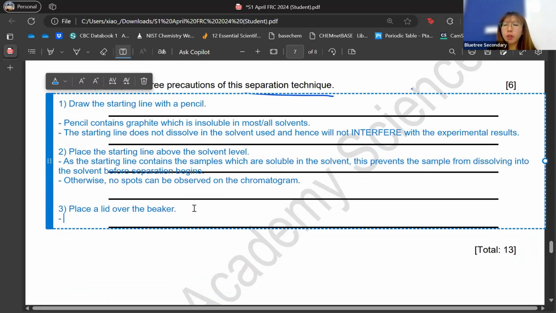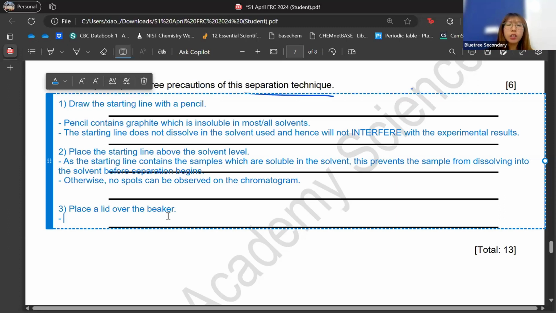Okay, let me focus more on precaution 3 because, like what I mentioned, it depends on your school whether they mention or taught you about precaution number 3. Place a lid over the beaker. So most of the time, we have 2 reasons why we place a lid over the beaker, where your beaker contains your chromatogram, where you are allowing your chromatography to take place.